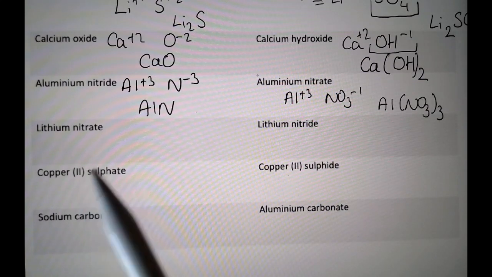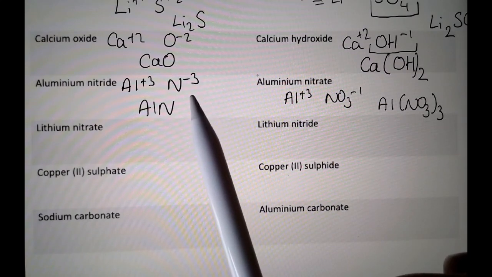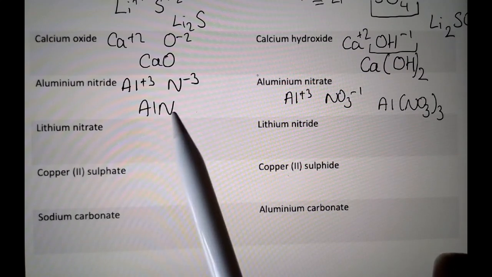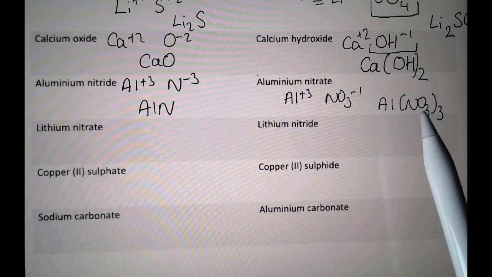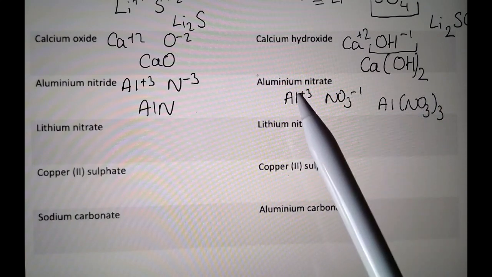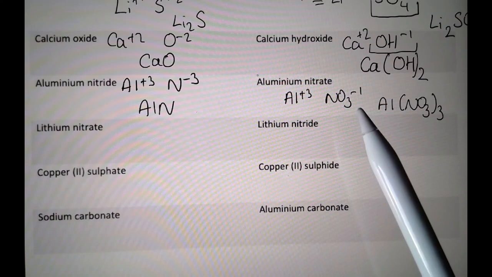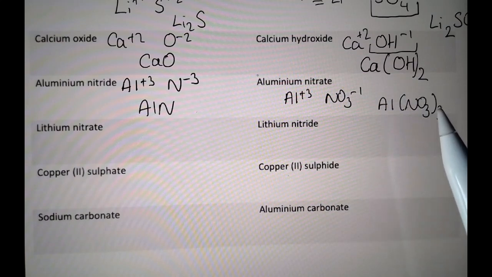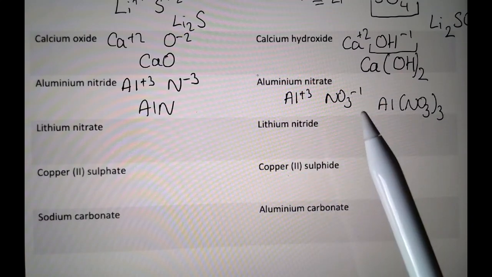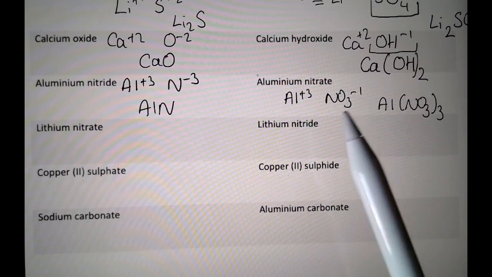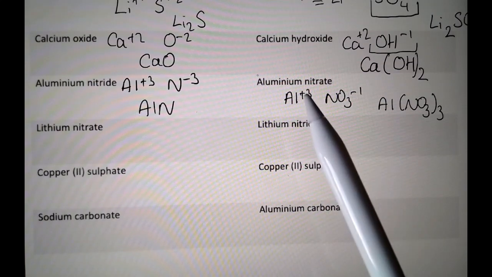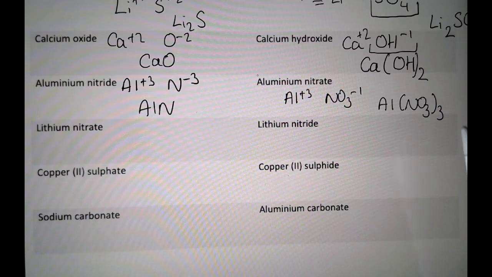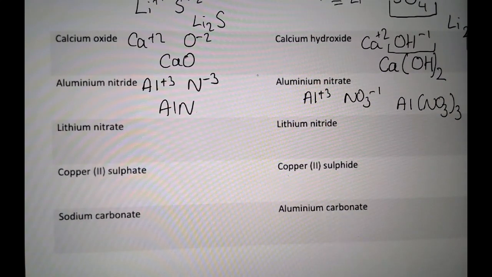So I've done the answers here. On this side, +3 -3, charges cancel, no numbers required, just AlN. Over here, my charges do not cancel. I need to bring the 3 down to the other side of the NO3, but I need 3 nitrates. So I need to put the nitrate ion in a bracket, and then I add my 3. Make sure that you keep the formula exactly the same. So the NO3 cannot change, that cannot be touched. All you can do is bring the number next to the charge down. The formulas don't change.